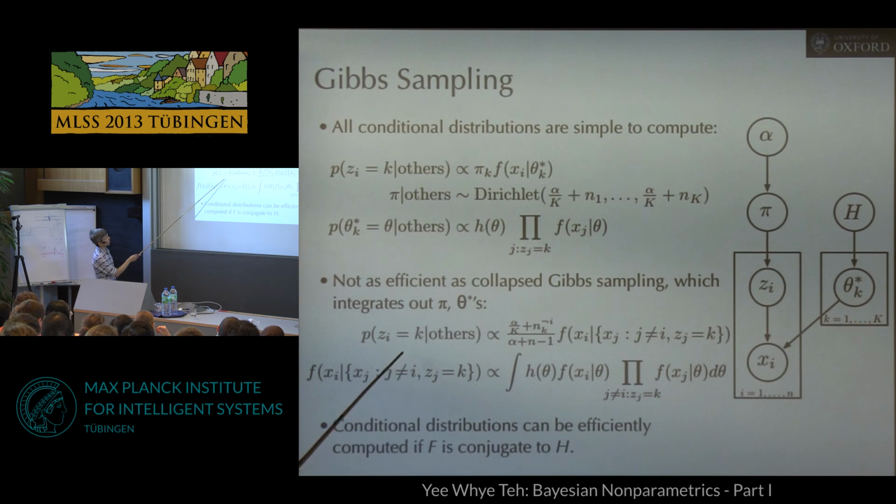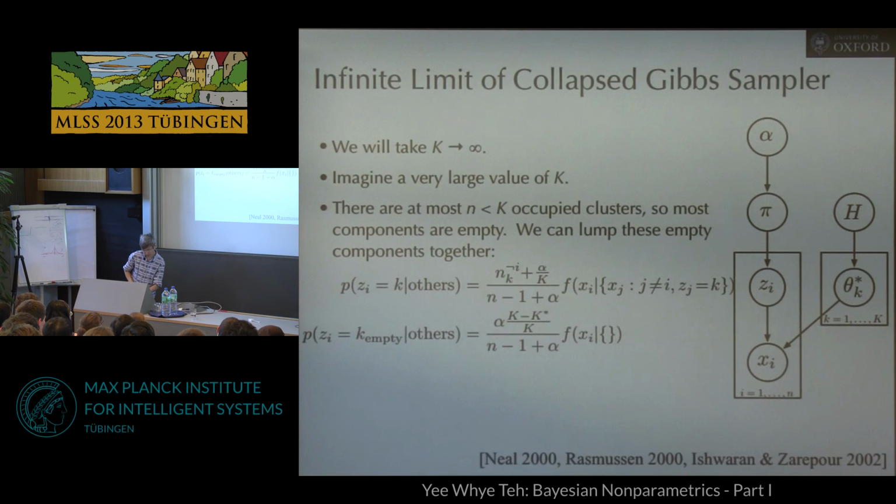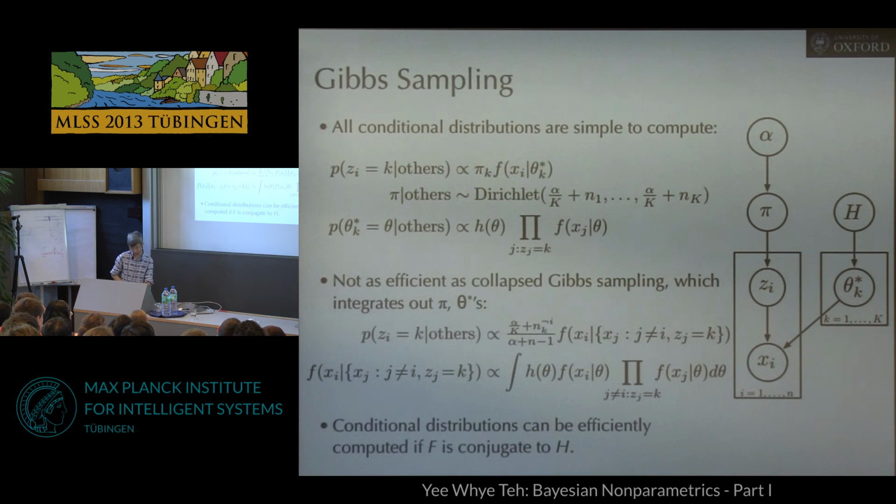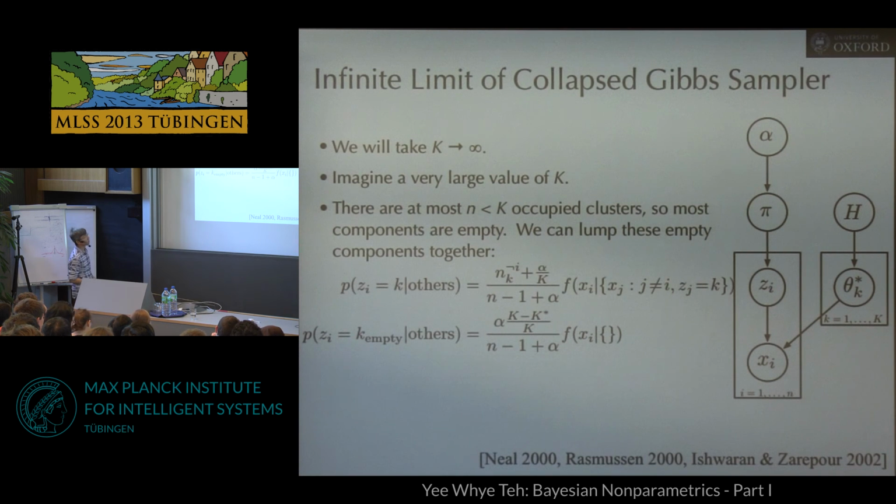Right, so that's Gibbs sampling. That's the collapsed Gibbs sampling algorithm for this finite mixture model. And now the idea is that we are going to take K to go to infinity.